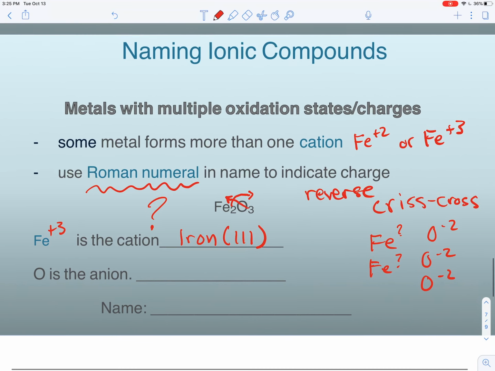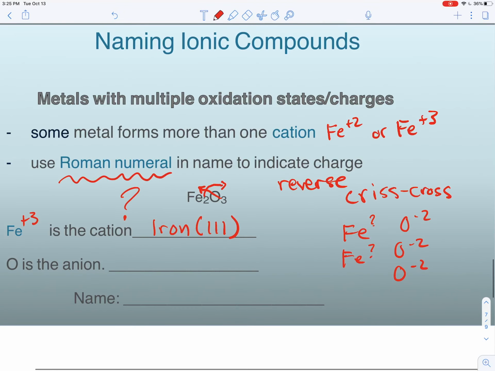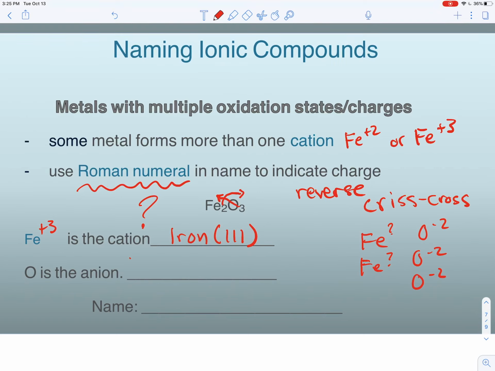O is the anion, so how would we name the anion? Remember, we have to change the ending of this O. So what would the anion be called? Oxide. And then lastly, we want to combine all of these together. So when you combine the cation and the anion together, what's going to be our final answer here? Iron 3 oxide is our final answer.